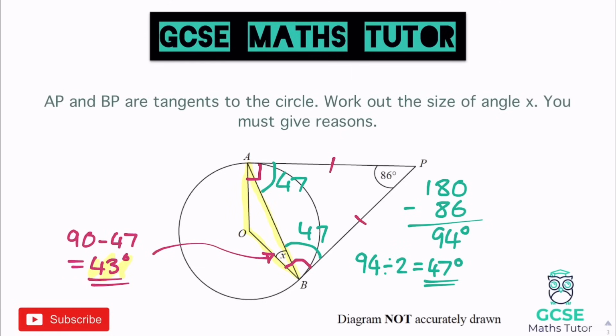So our reasons were tangent to a radius meeting at 90, and also we had two tangents meeting at equal length as well as isosceles base angles being equal. But there we go, there's an answer to that one. Let's have a look at our next question.